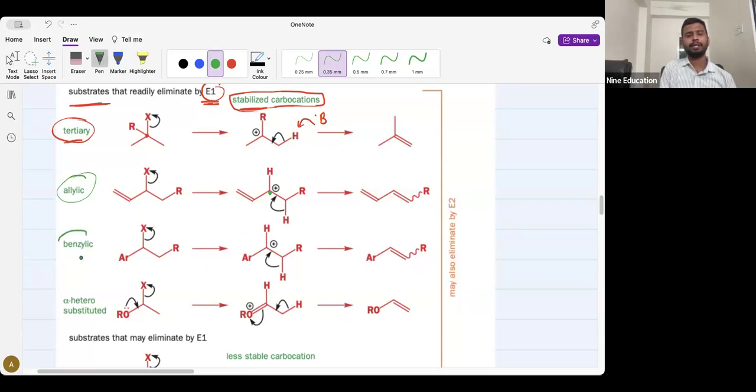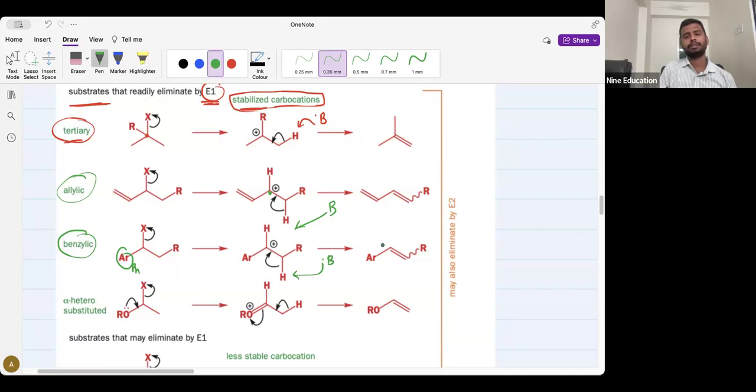Third one, see, if I have benzylic, if I have an aryl group, phenyl group, so this carbocation will be made here. Now the base can come and will attack the hydrogen to make a double bond here.